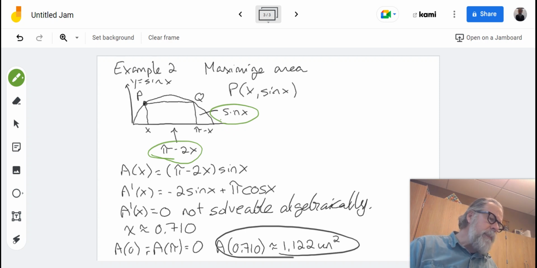All right, so there's a couple quick examples to introduce you to optimization. I'm going to stop this video now, and we'll continue with more examples in video 2.